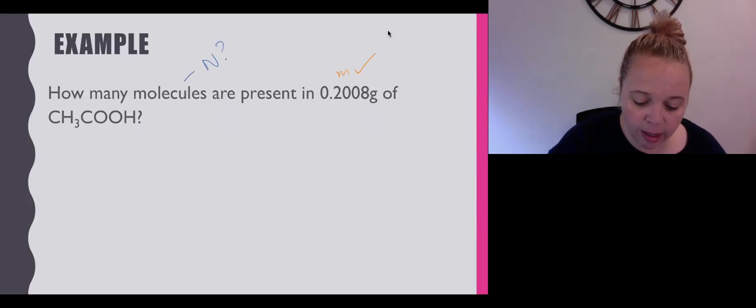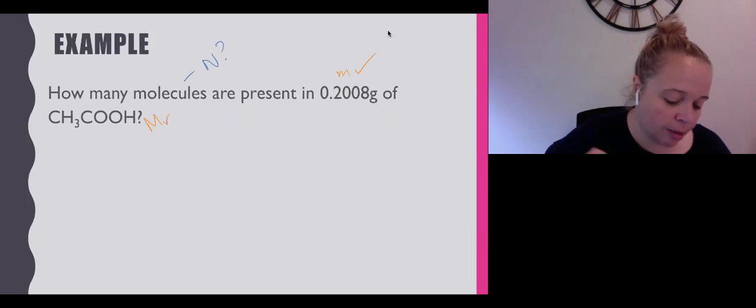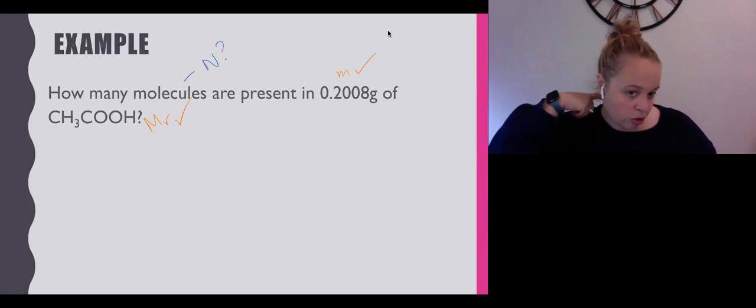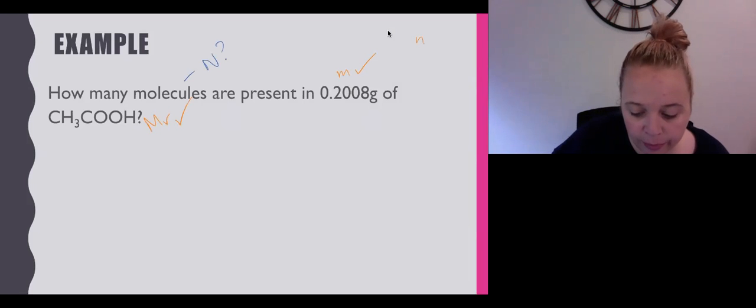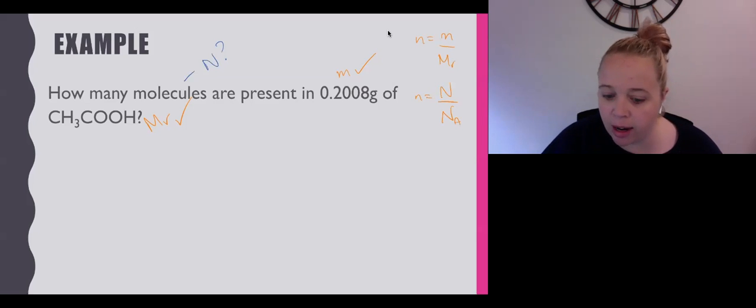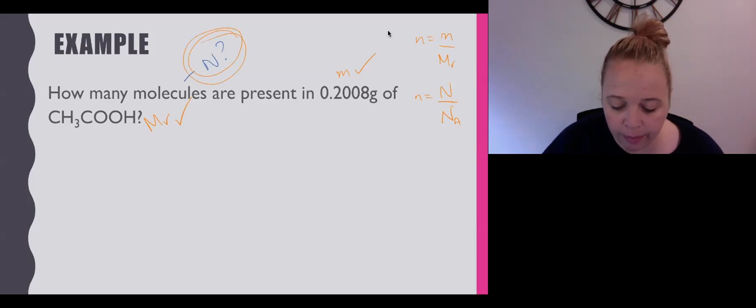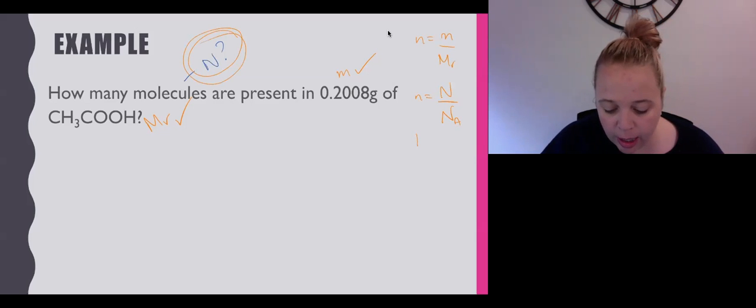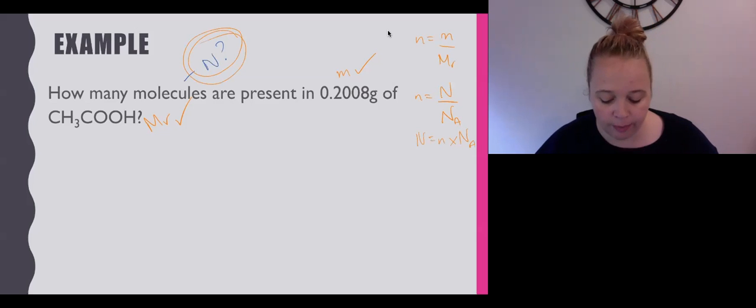We've been given mass. We can figure out the Mr. We can use those two things to figure out the mole. And then we can use the mole and Avogadro's number to figure out our capital N over here. So capital N is going to equal n times Na.